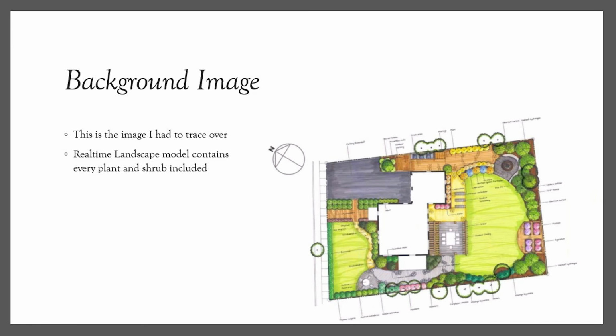So the background image is what I had used to trace over. It's what I based my final product off of. And what's so good about Real-Time Landscape is that I was able to look at what these plants look like, and I could pick something that's similar to them. But I also did a little bit of experimentation and picked some other cool plants.